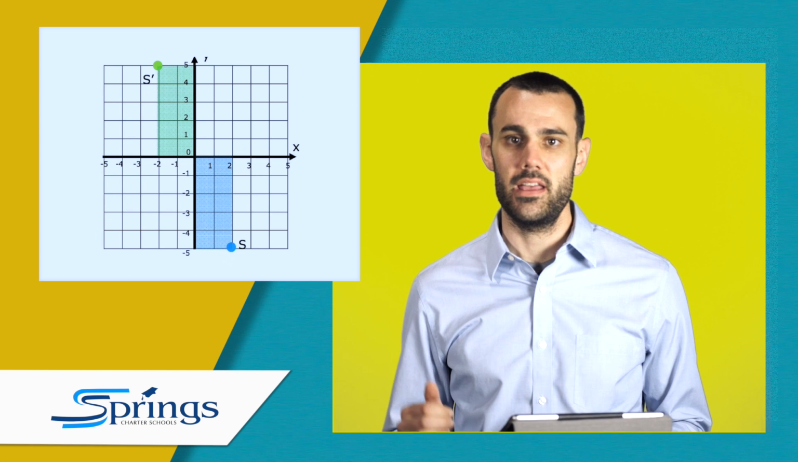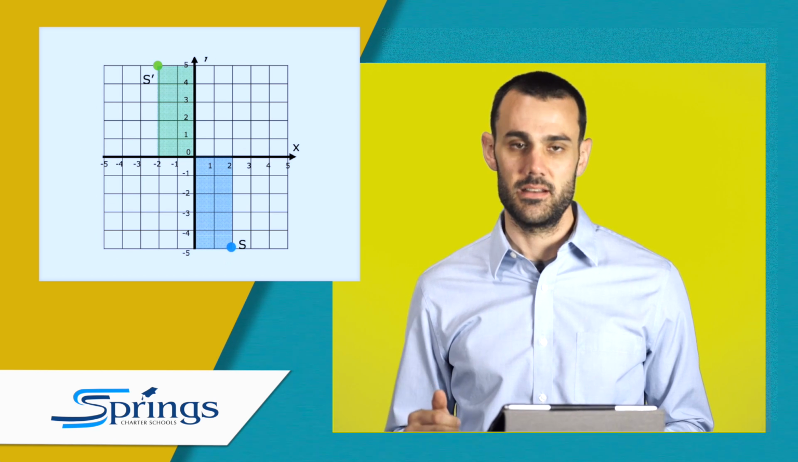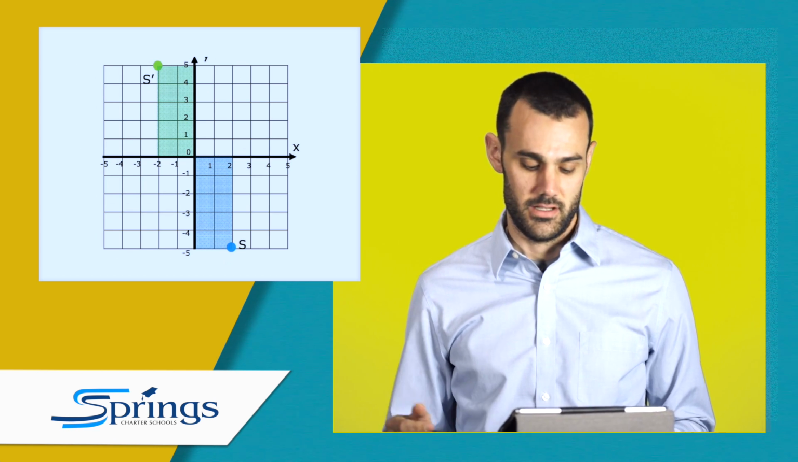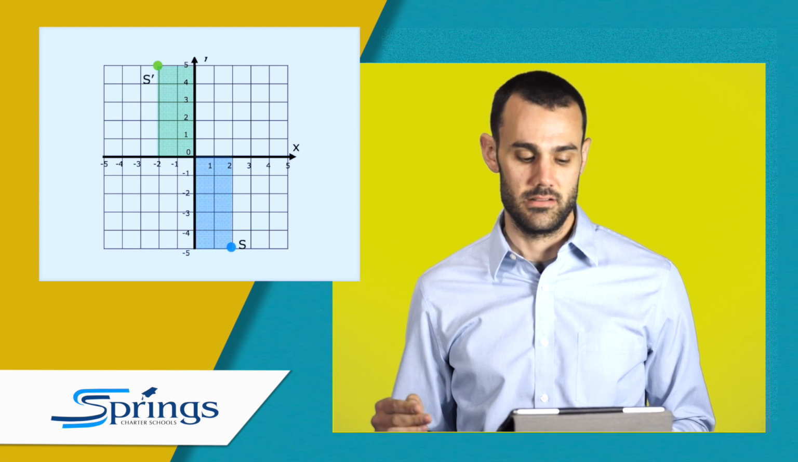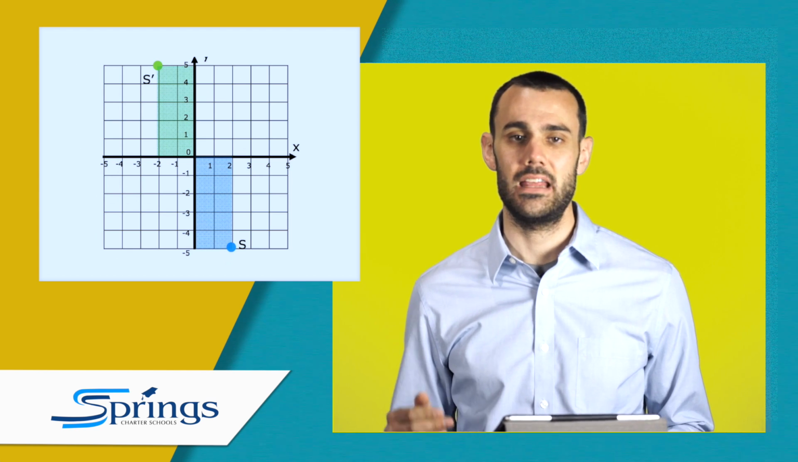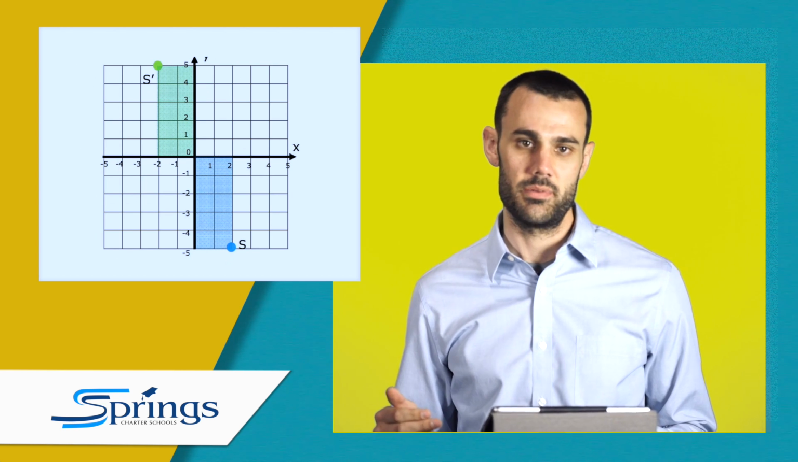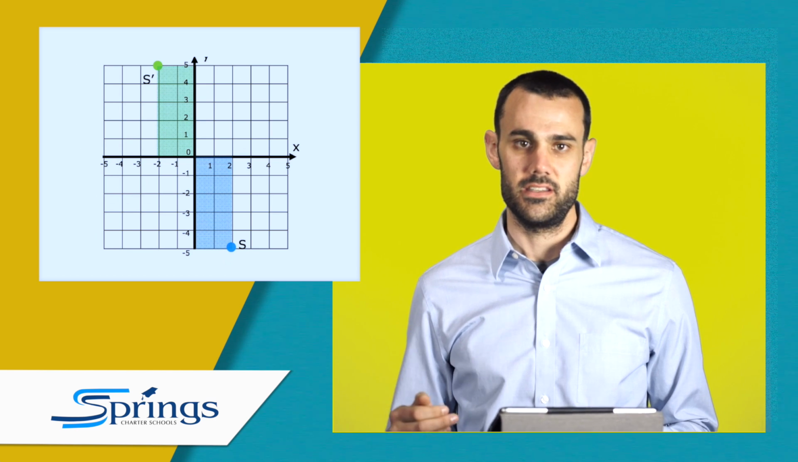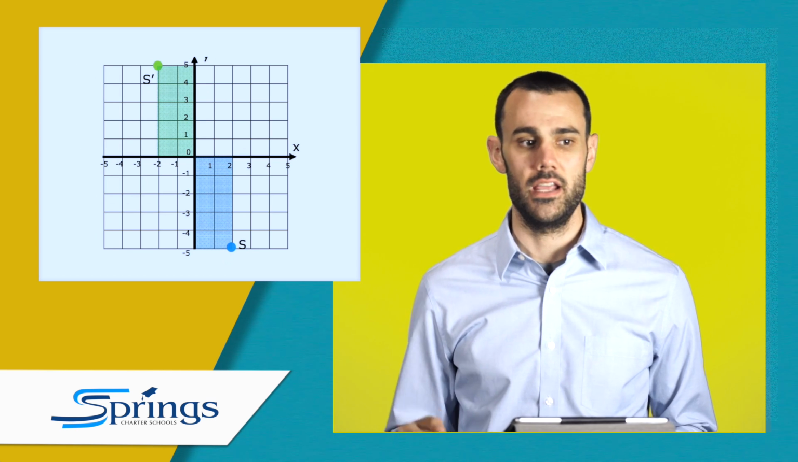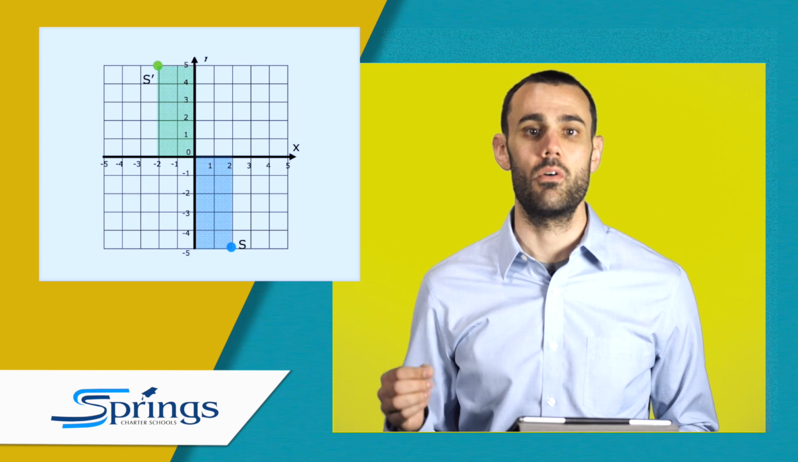Now, our original point S down here in blue was at that point 2, negative 5. And it is represented by the blue dot. It was rotated 180 degrees around the origin. And it is represented by the green dot, or S1. You can see here that we clearly rotated it 180 degrees, again, around that point of origin.